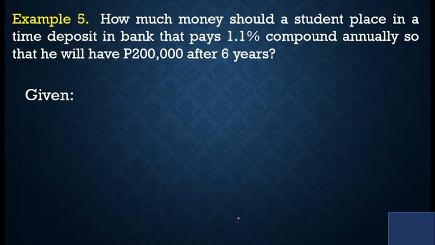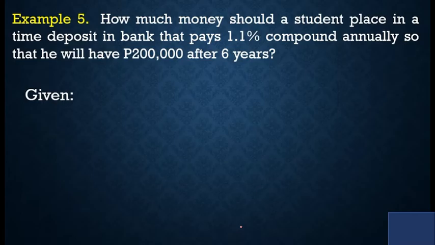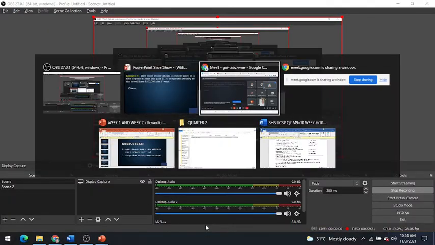How much money should a student place in a time deposit in bank that pays 1.1% compound annually so that he will have 200,000 after 6 years? Okay, how much money?